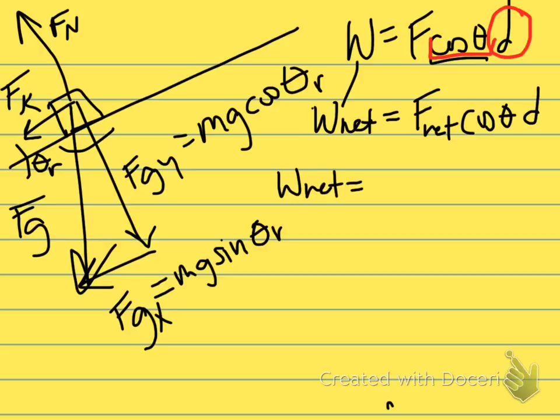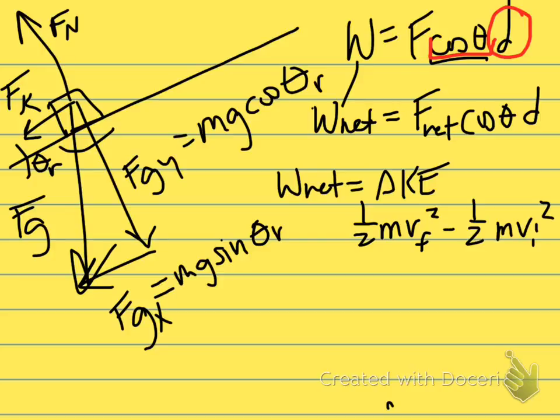Net work is equal to the change in kinetic energy, the delta KE, which means it's equal to 1/2 mass final velocity squared minus 1/2 mass initial velocity squared. Well, that gives us something we can latch on to.